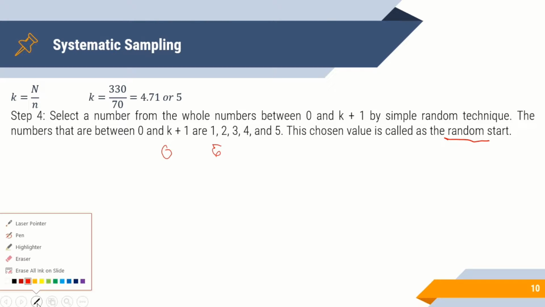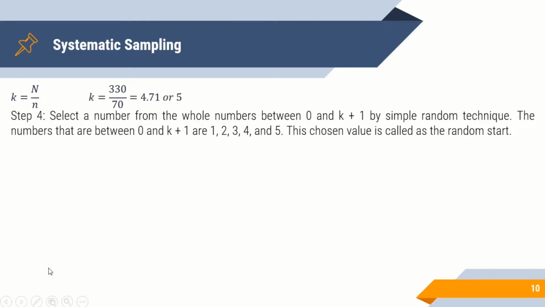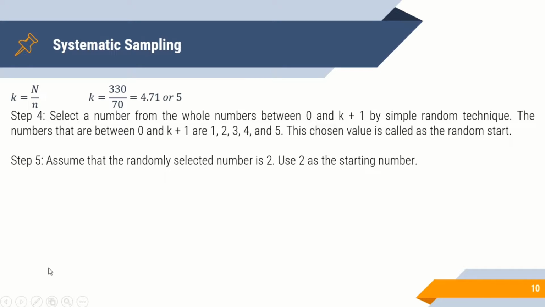For step 5, assume that the randomly selected number is 2. Then use 2 as the starting number. So how did we get the 2 as the starting number? We just randomly select a number between 0 and k plus 1.